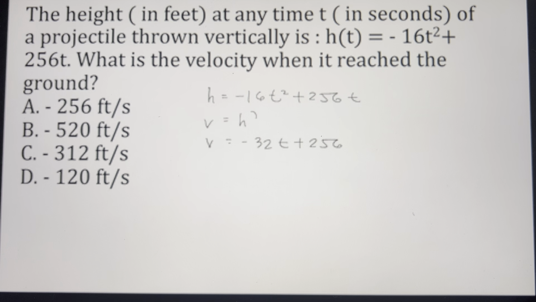We want to know the velocity when it reaches the ground. So that is when our height is 0. Using a quadratic equation, t could be either 0 or 16. So let's use 16, because t at 0 is our initial point. So when it reaches the ground, after 16 seconds, the velocity will be negative 32 times 16 plus 256. So the answer here is negative 256 feet per second.